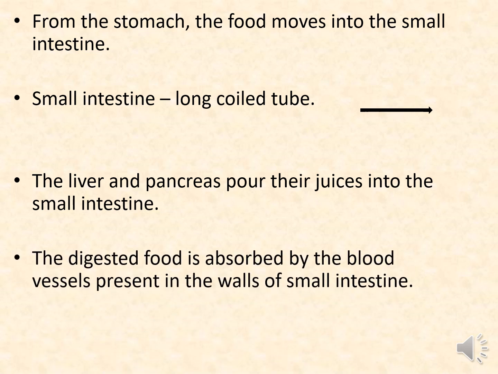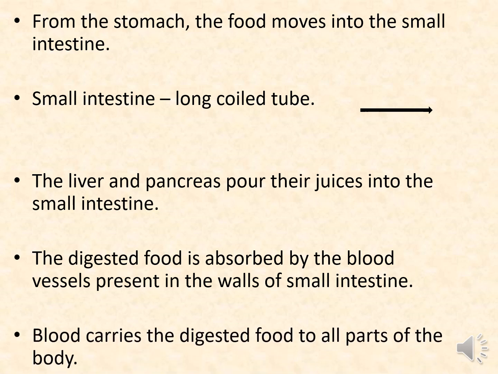Okay? The digested food, the food which is good for our body and is digested by our organs, is absorbed by the blood vessels present in the walls of the small intestine. Small intestine absorbs the digested, or you can say the good food. Good food is also called the digested food, which our body needs. Blood carries the digested food to all parts of the body.